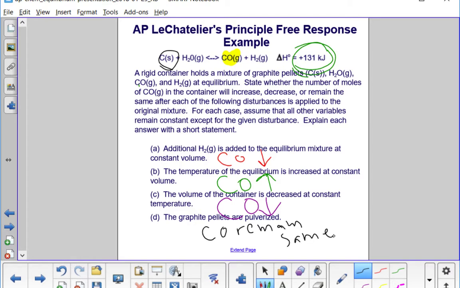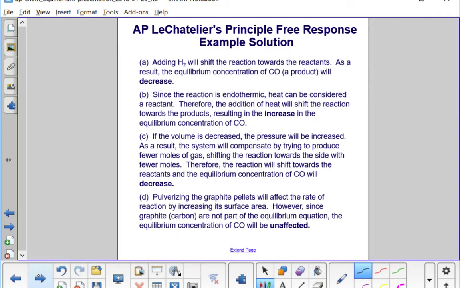All right, so let me just show you the answers with the written short statement that you would be expected to provide, which I talked through, but here it is for your reference should you want to write down the statement. But in part A, we would expect the concentration to decrease. In B, we would expect it to increase. In C, we would expect it to decrease. And in D, it would be unaffected.